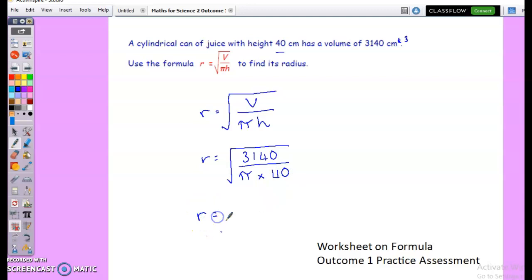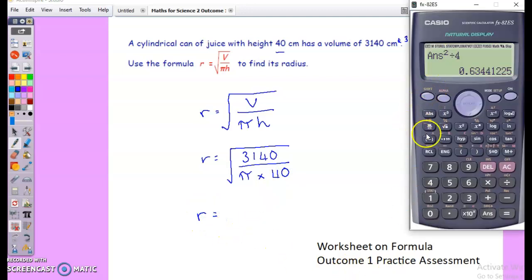Now again, your scientific calculator, I'll show you in this one, will do all that for you. So you put in your square root, you put in your fraction, there's your top line, here's your pi button, times 40, it equals, and it gets you straight to your answer. So that's 4.9987, so round about 5.